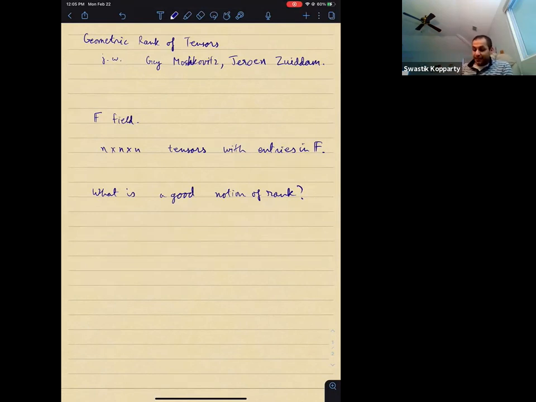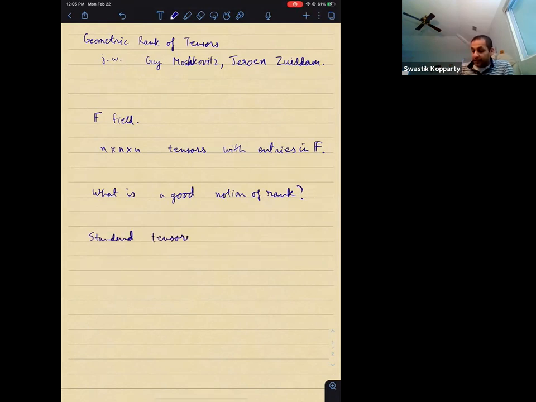Okay, great. So let me start with the most basic notion, which is the most popular notion of tensor rank, which is often called rank. I'll call it here tensor rank, the standard tensor rank.